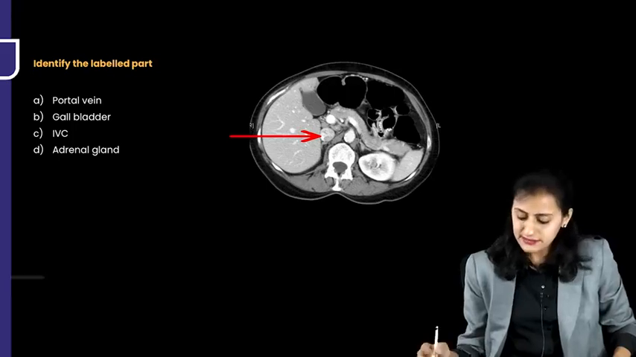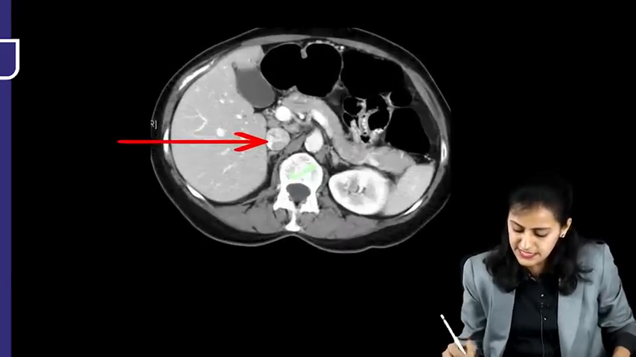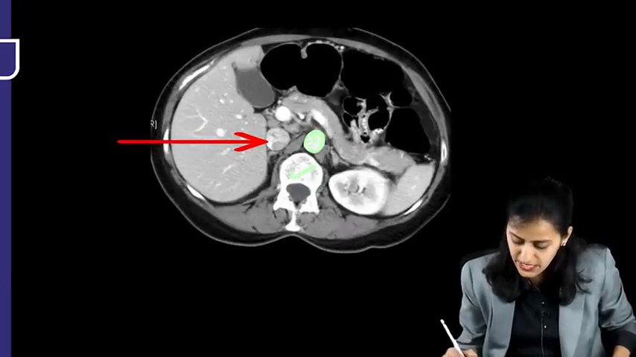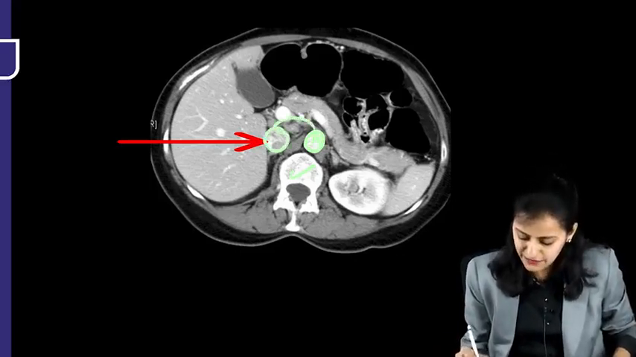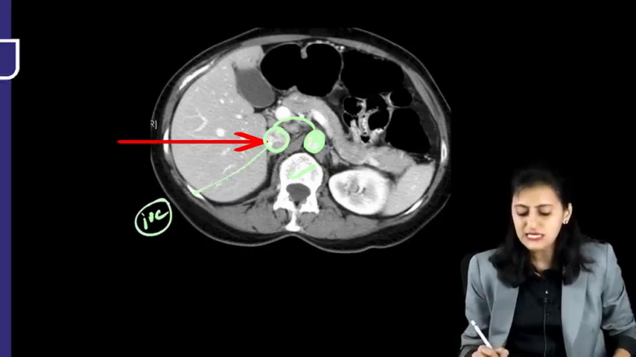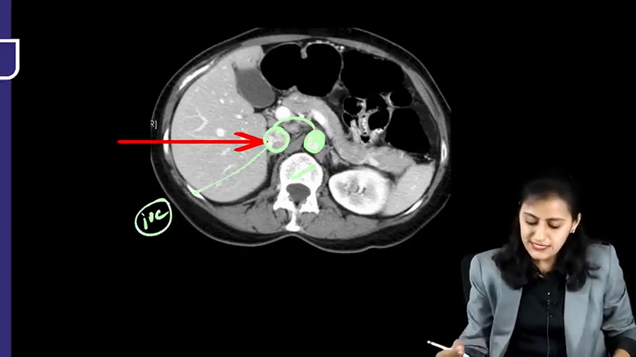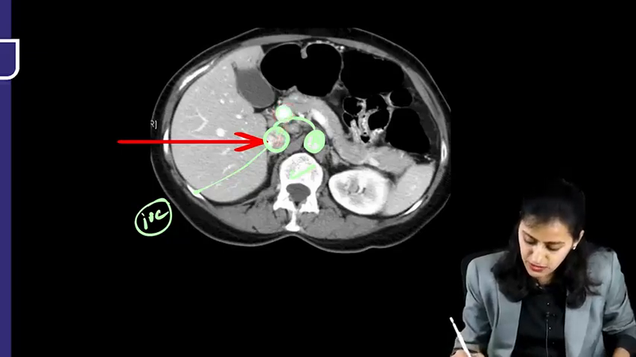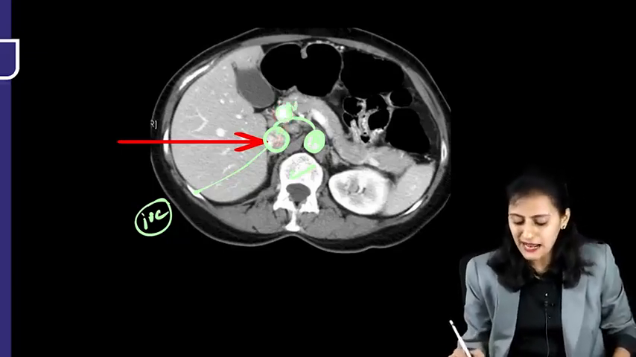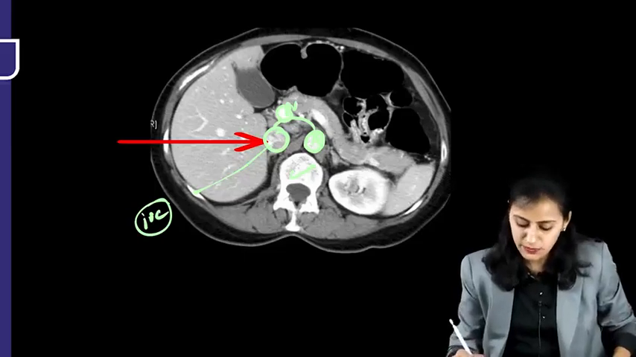Identify the labeled part. This is the CT abdomen. In front of the vertebra, we have the aorta. To the right of the aorta, the vessel that we have, the one which is asked here, is going to be the IVC. Where is the portal vein? In front of the IVC is where we have the portal vein, right? Behind the pancreas, in front of the IVC is the portal vein.